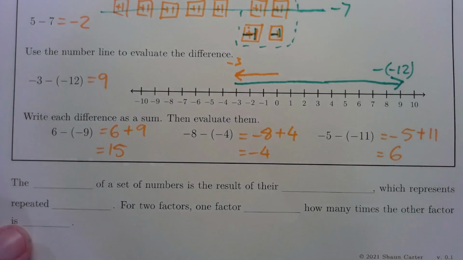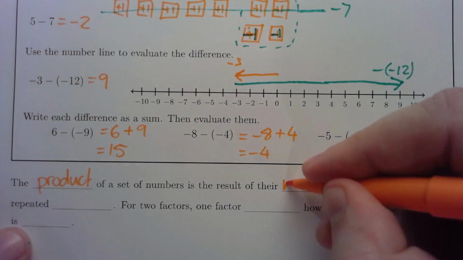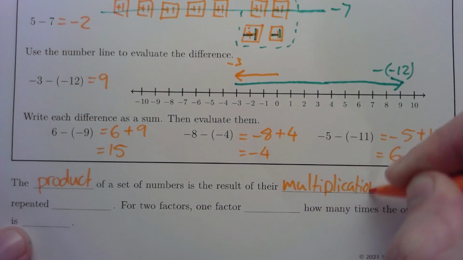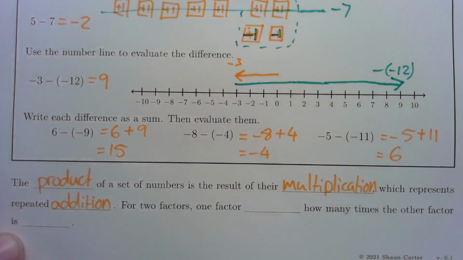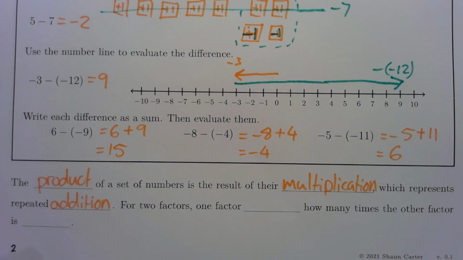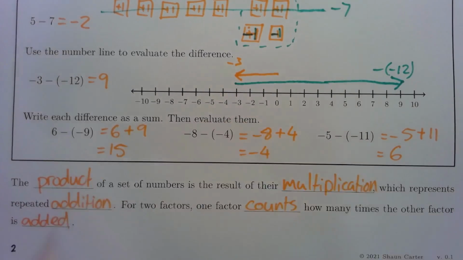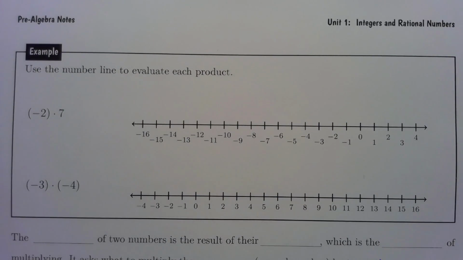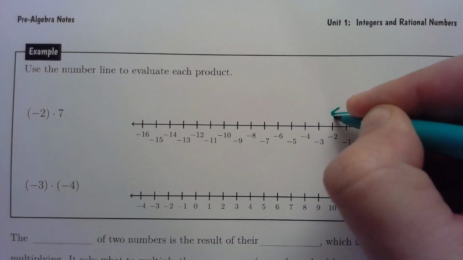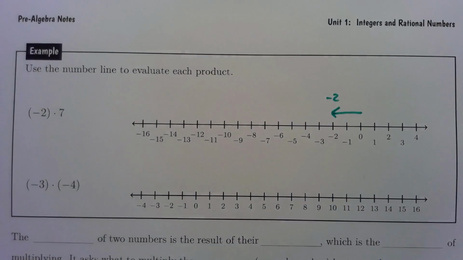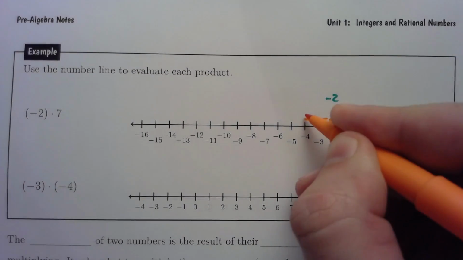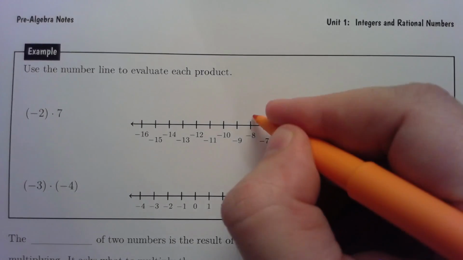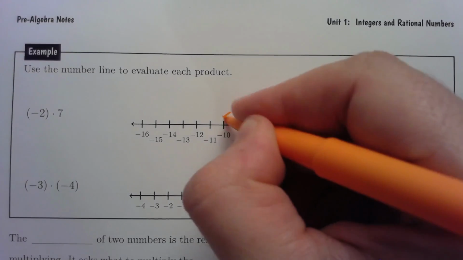Now, the product of a set of numbers is the result of their multiplication, which, if you didn't realise it, is actually just repeated addition. So if we have 2 factors, that is, 2 numbers we're multiplying, one factor counts how many times the other factor is being added. So if we have -2 times 7, that's the same as saying we're going to add -2 to itself 7 times. If we show this on the number line, and we have -2 and -2 and all the way till we have 7 of them, we get -14.